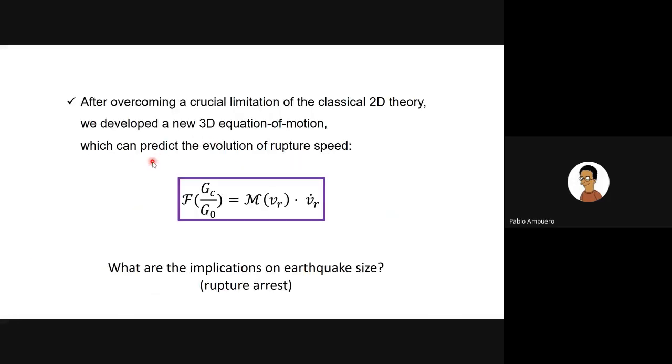So the take-home message of this part is that after overcoming one crucial limitation of the classical 2D theory, namely the finite depth of a rupture, we're able to develop this new 3D equation of motion, and that can then be used to predict the evolution of the rupture speed. Because we can predict the history of the rupture speed, if we know the left-hand side, right? What are the implications of this on earthquake size? In particular, we can make some predictions of when the rupture will stop, right? It's rupture arrest.